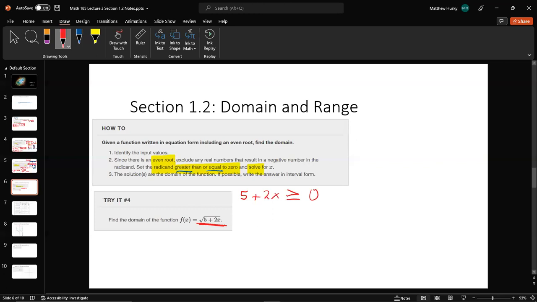So we want to solve this for x. We're going to subtract 5, and we're going to say 2x is greater than or equal to -5. Since we're multiplying by 2, we're going to divide by 2. That gives me x greater than or equal to -5/2. Now we're going to write this as an interval. What does that look like as an interval?